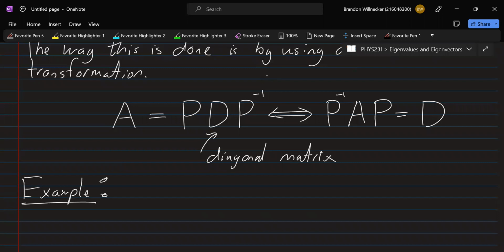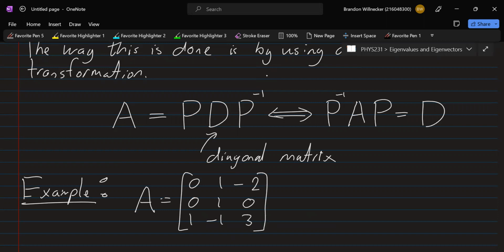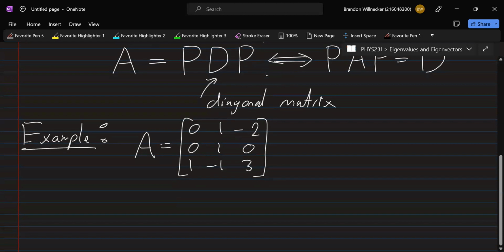Okay, so this example will show how we construct P and how we construct the diagonal matrix D given A. Let's say A is equal to [0, 1, -2; 0, 1, 0; 1, -1, 3]. We would like to diagonalize it. This comes in 4 steps.